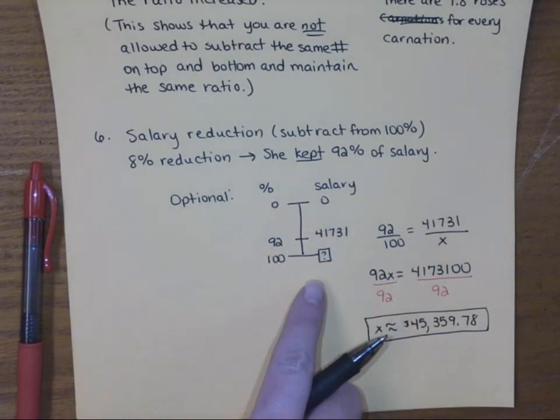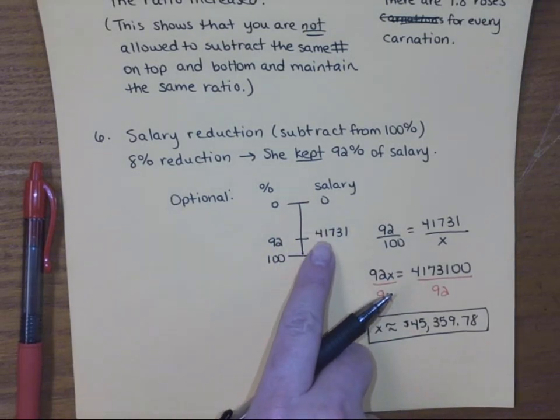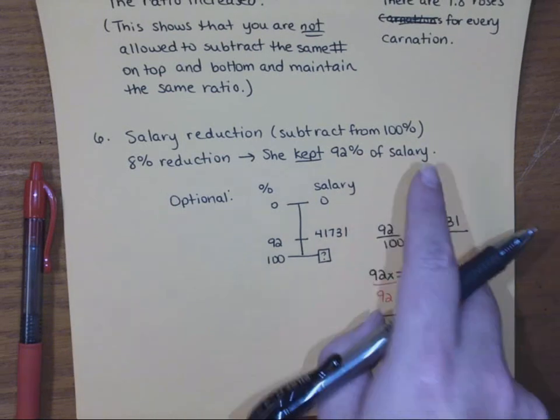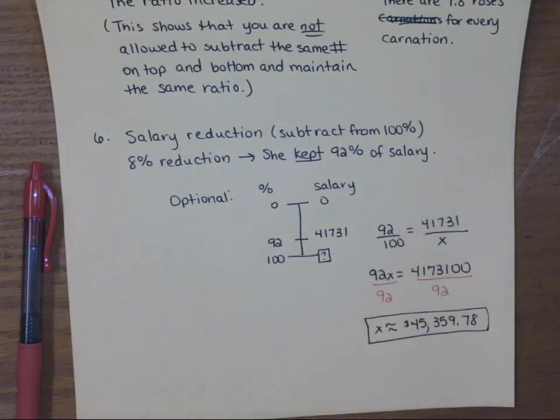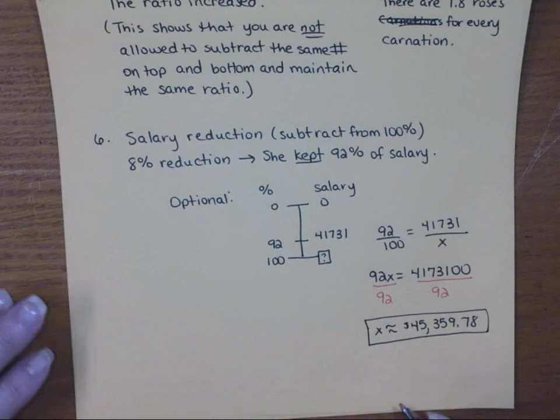She was making $41,731 after the salary reduction, right? Which means before that she should have been making a little bit more. Notice it's not a ton more. It's not like double or something, because it was only an 8% drop.